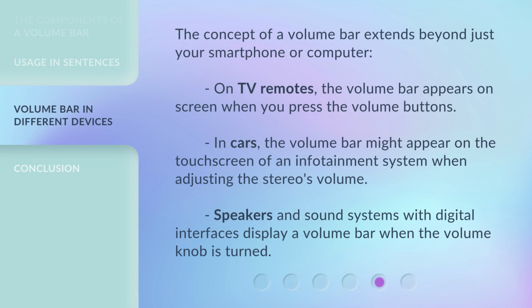The concept of a volume bar extends beyond just your smartphone or computer. On TV remotes, the volume bar appears on screen when you press the volume buttons. In cars, the volume bar might appear on the touchscreen of an infotainment system when adjusting the stereo's volume. Speakers and sound systems with digital interfaces display a volume bar when the volume knob is turned.